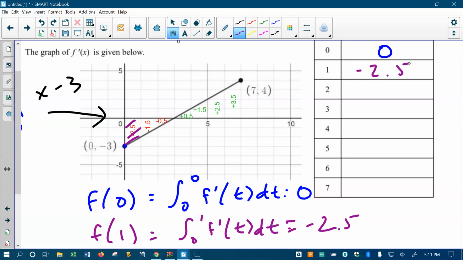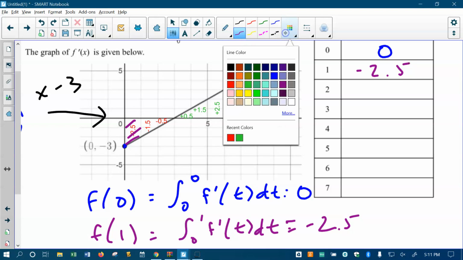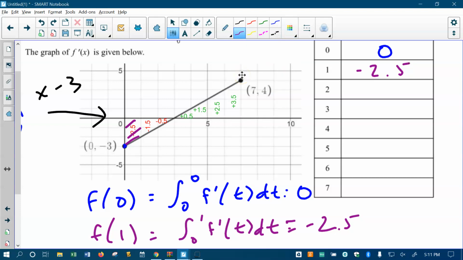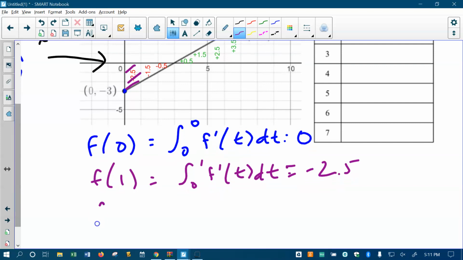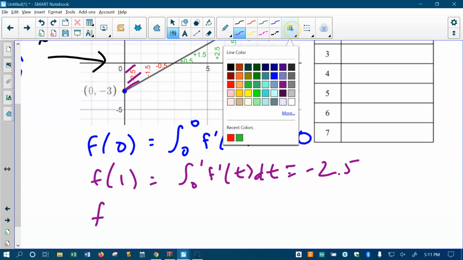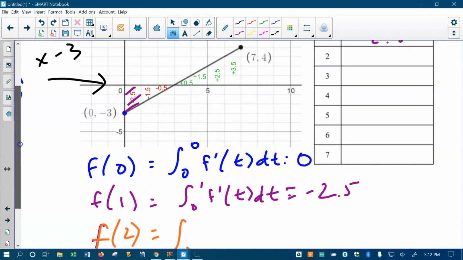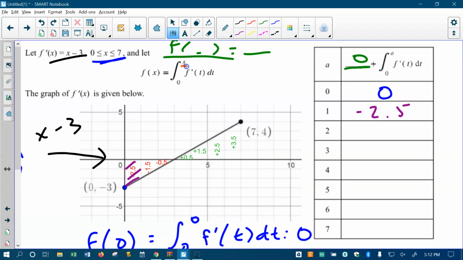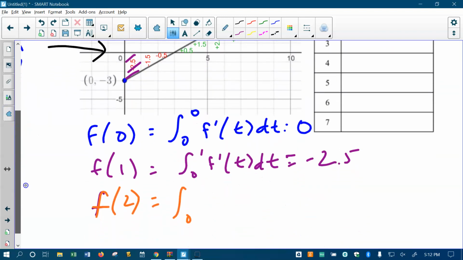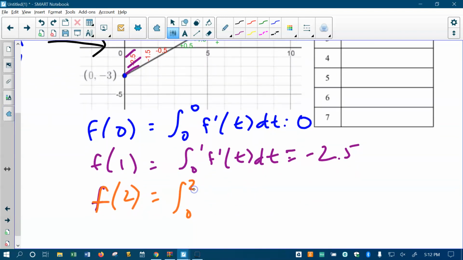I'll do another one with you because I kind of botched that one up. Let's use a different color. So now to get f of 2, and feel free to write this in if you like. For f of 2, I want the integral from 0 to, and again, notice where x is, so I can change that whenever I change the x value in f, 0 to 2. f of 2 is equal to the integral from 0 to 2 of f prime of t dt.